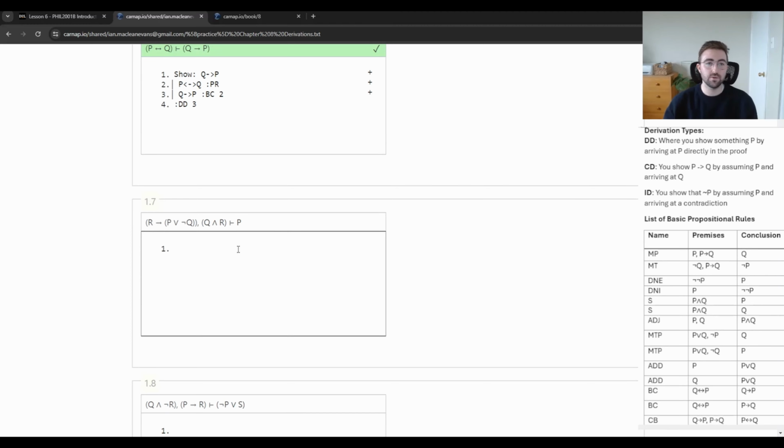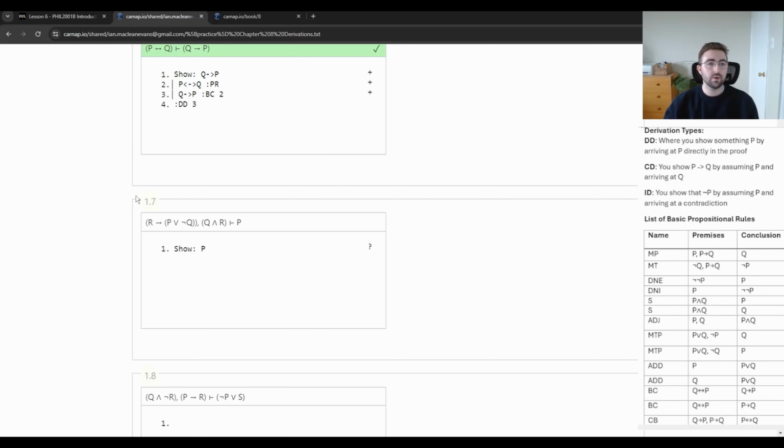I'll just show you a few examples so you can see how this goes like normal. So what I'm doing is from the practice document, not from the problem set. Okay. So you can see I'm doing 1.7 here from the practice document. Let's figure out how to do this. So what we want to show is P. Then, as always, I like to list the premises first. You can copy and paste if you want, but I don't know. I'm just typing.